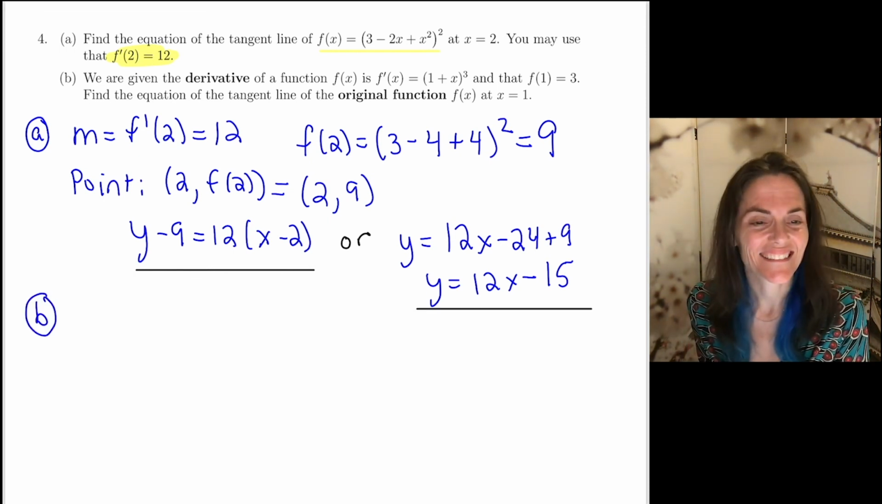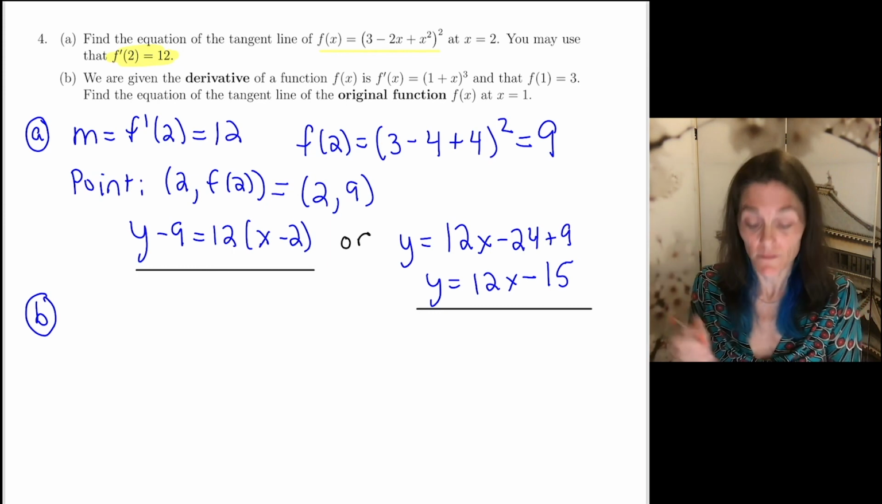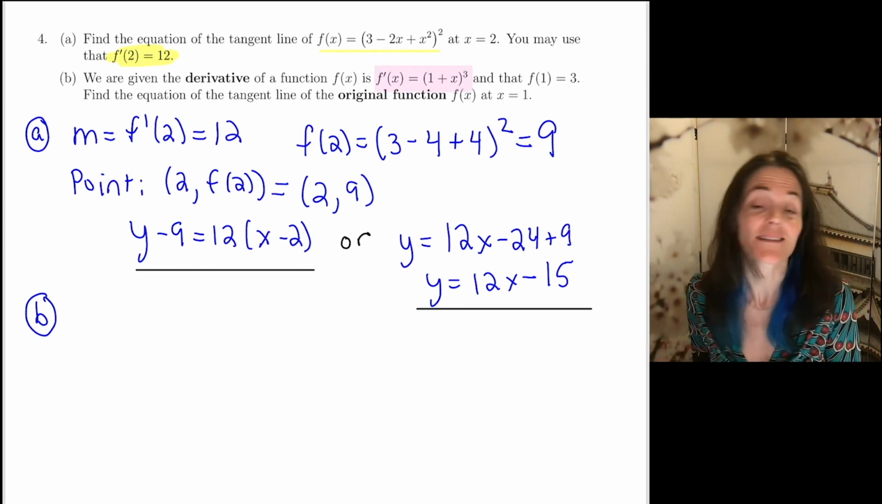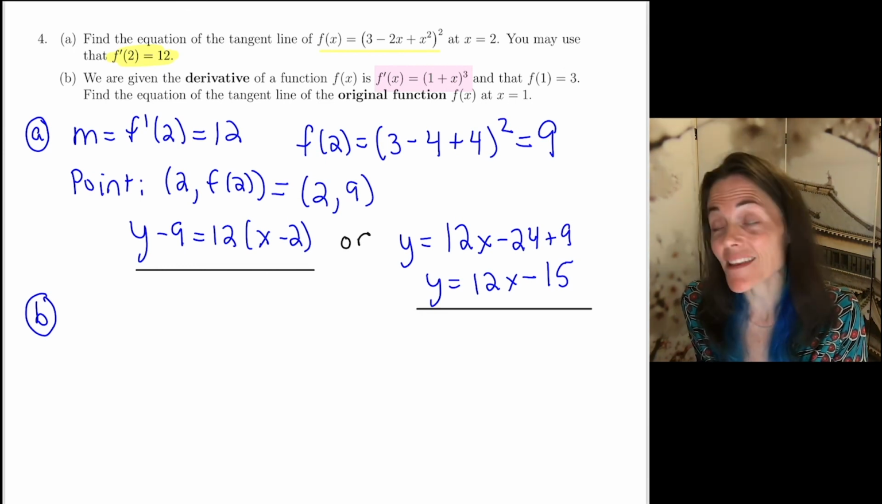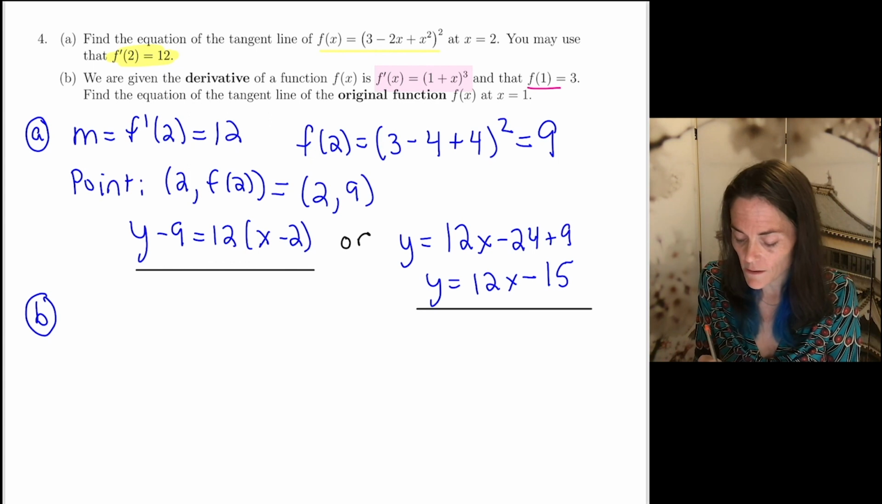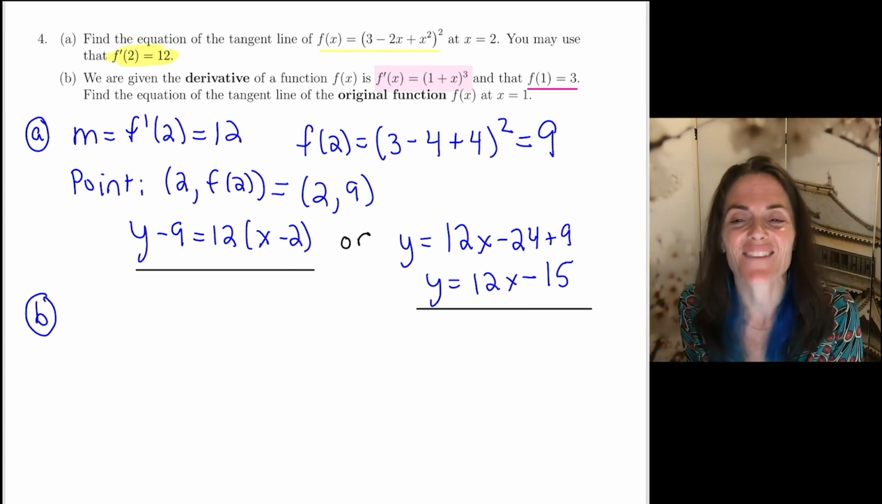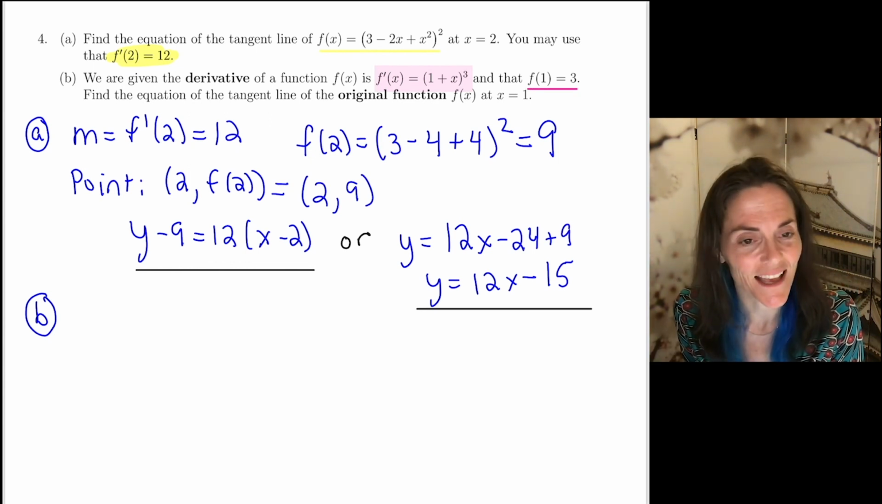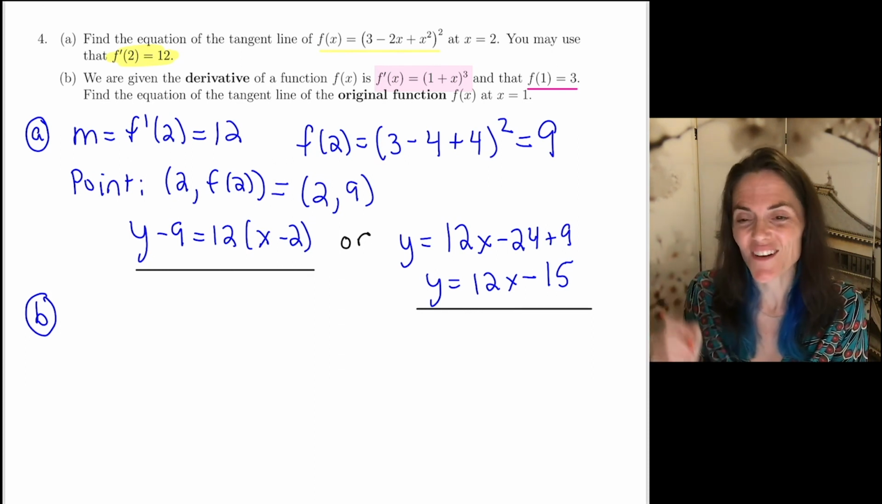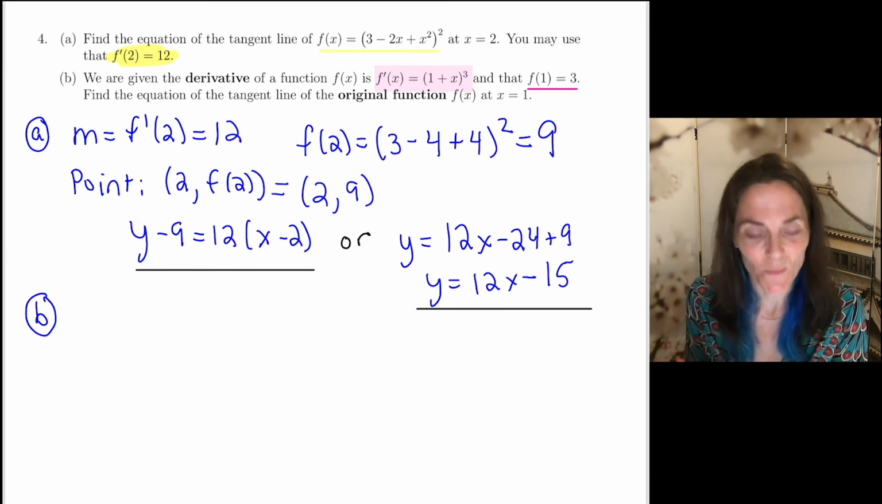Letter B, we are given the derivative. Okay, this is important. This part is the derivative. It is not the original function. So we're given a formula for the derivative, and then we're also given the original function evaluated at 1 is 3. We want to find an equation of the tangent line to the original function, f of x, at x equals 1.